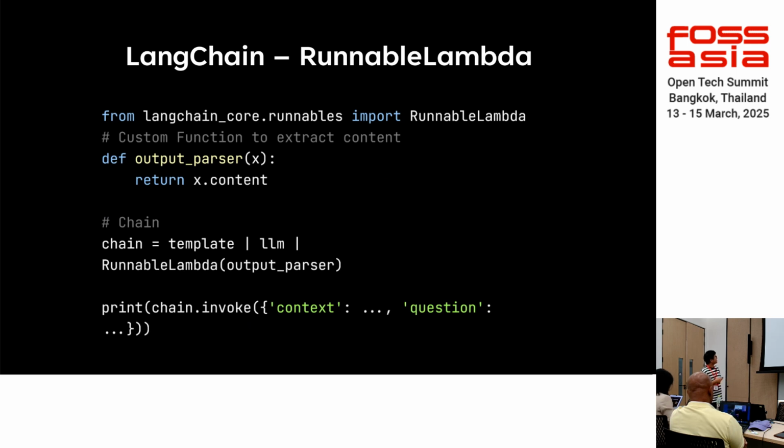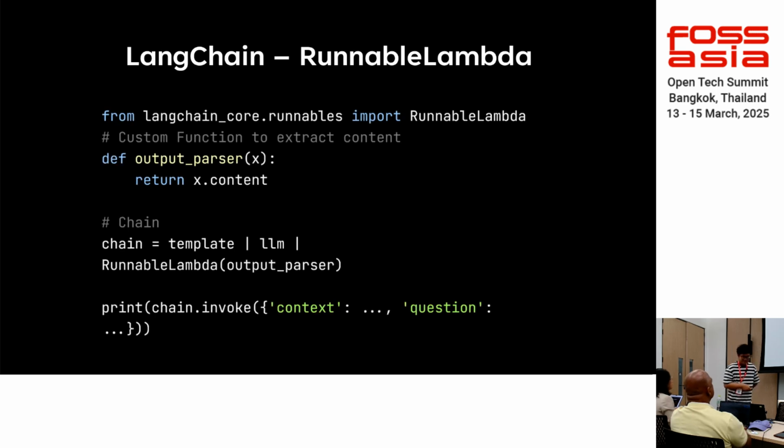So what you do is that we just say define output parser, taking in the output from LLM, which is an AI message, and just return the content. And after that, I will just put this function inside runnable lambda, and it can be composed with all other LangChain components. So this is the power of the LangChain expression language, where we are able to also write our own custom functions and put it into the chain. So in this case, after putting it in the chain, I can just invoke it normally.